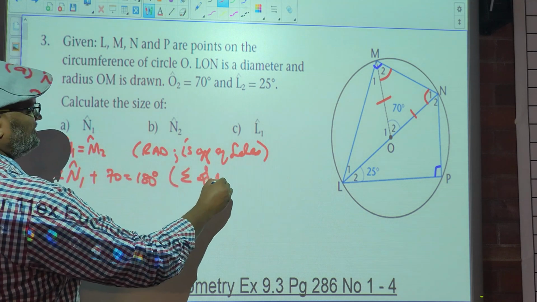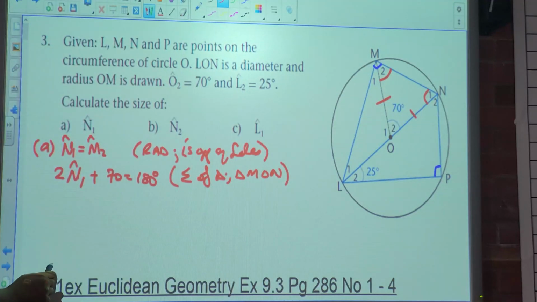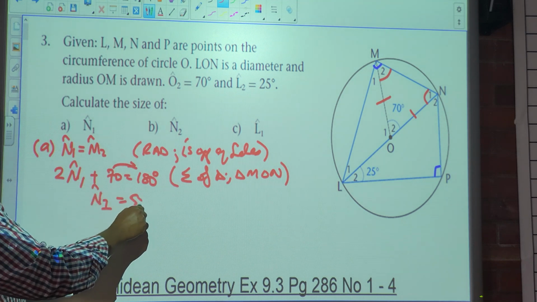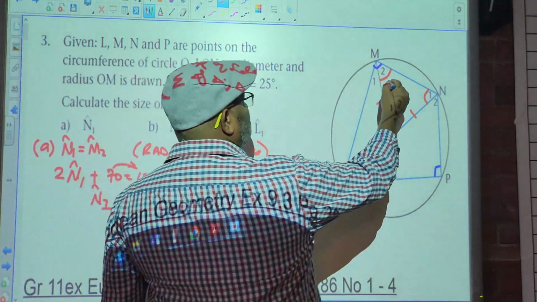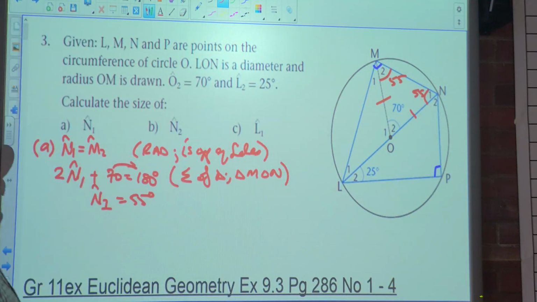Sum of angles in a triangle, and this triangle MON. So 2 N1 equals 110, divided by 2, 55 degrees. That is 55, of course, and that is 55. Have we answered the question? Not so.